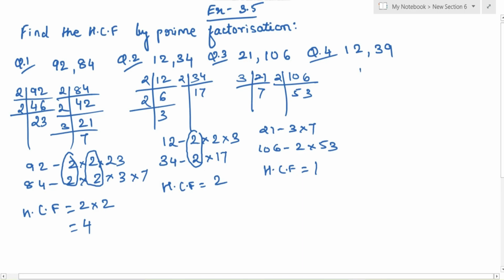as 1. So now 12, here you can see that 2 6s are 12, 2 3s are 6.